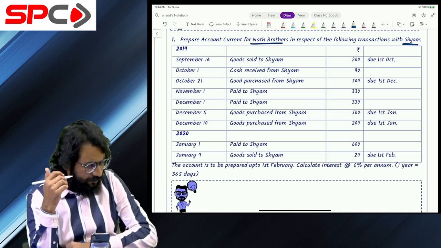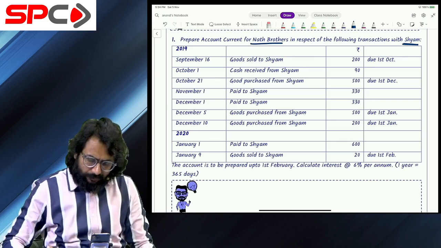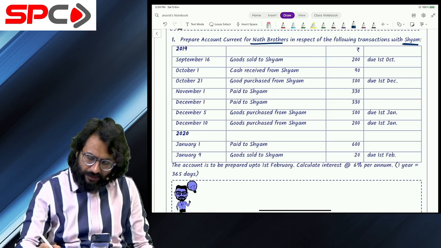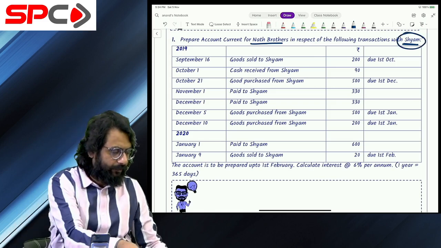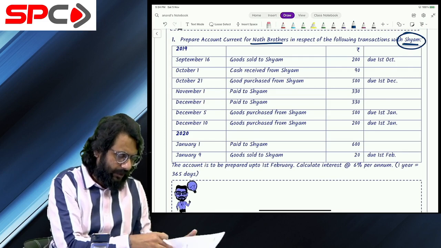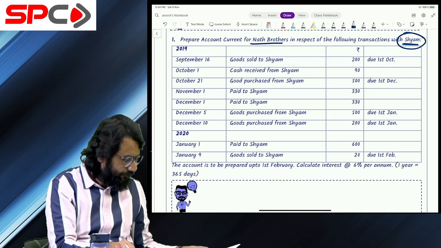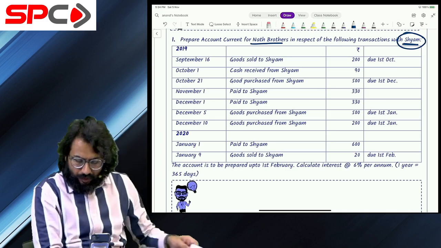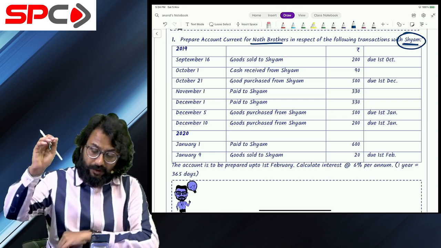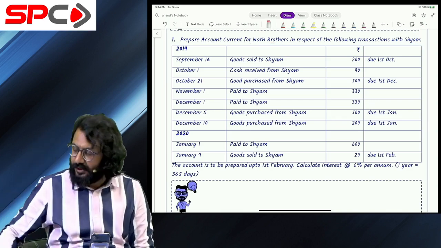But in whose books is it? They have not mentioned it. So I think it is in the books of Sham only. You can change the question and write in the books of Sham. My interpretation is right. This is so wrong. No, write in the books of Nath Brothers. So it has two interpretations.